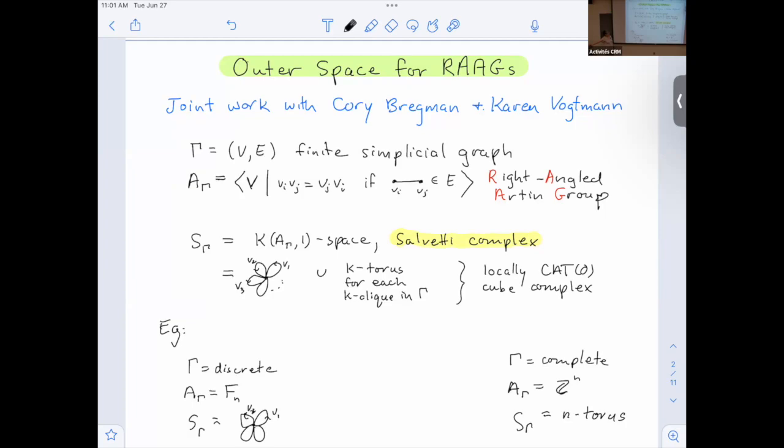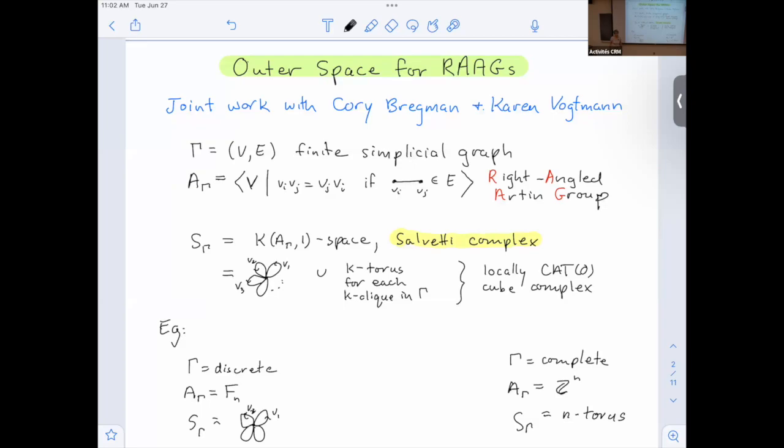Associated to a right-angled Artin group is a very nice K(π,1) space known as the Salvetti complex. For the Salvetti complex, we start by putting down a loop for each generator. And then, of course, if two generators commute, we want to attach a torus to those two loops. That will give us the right fundamental group, but it's not a K(π,1) space yet. To make it one, we also have to fill in a k-dimensional torus for each k-clique, each time we see k vertices, all of which are connected by edges.